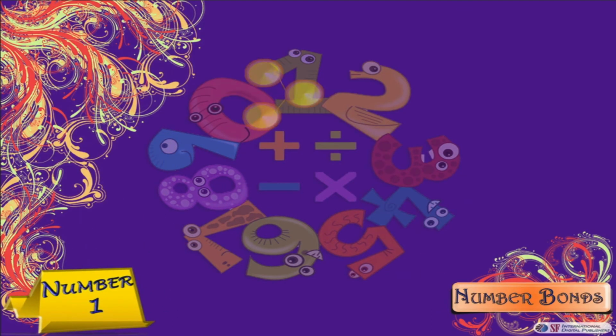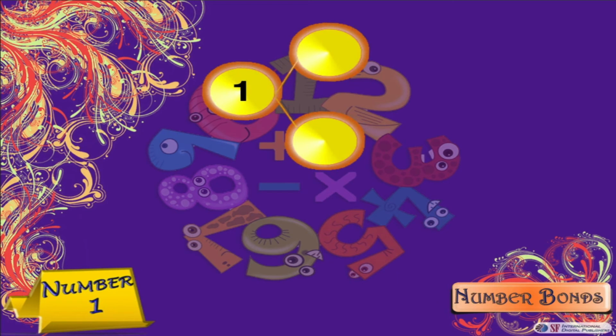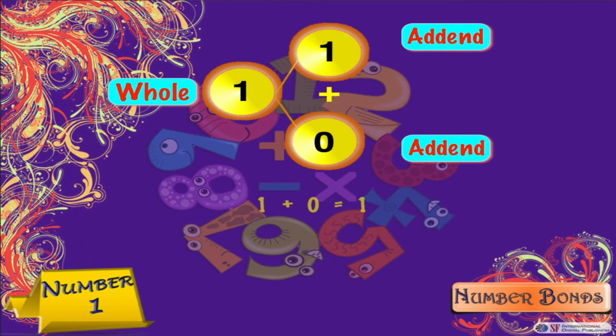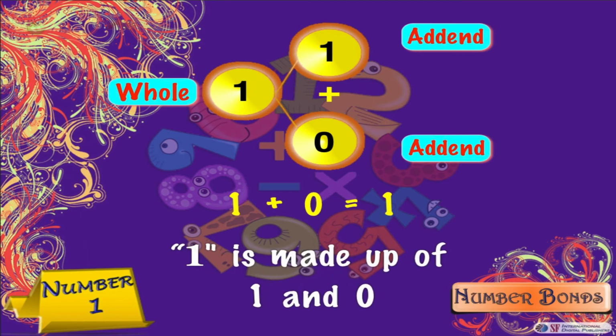In the first example, we will make bonds of number 1. To do so, we have 2 numbers whose sum generate number 1. These are 0 and 1. When you add 0 and 1, it returns number 1. 1 plus 0 is equals to 1. Or 1 is made up of 1 and 0.